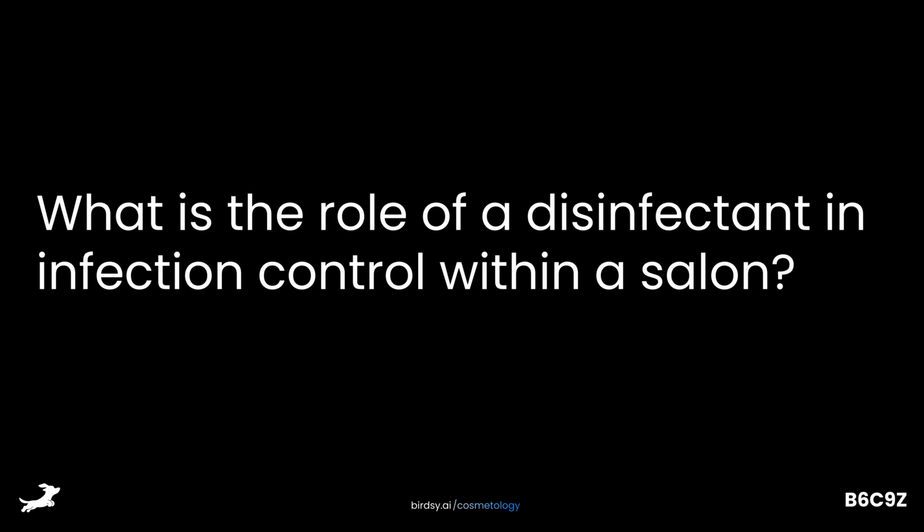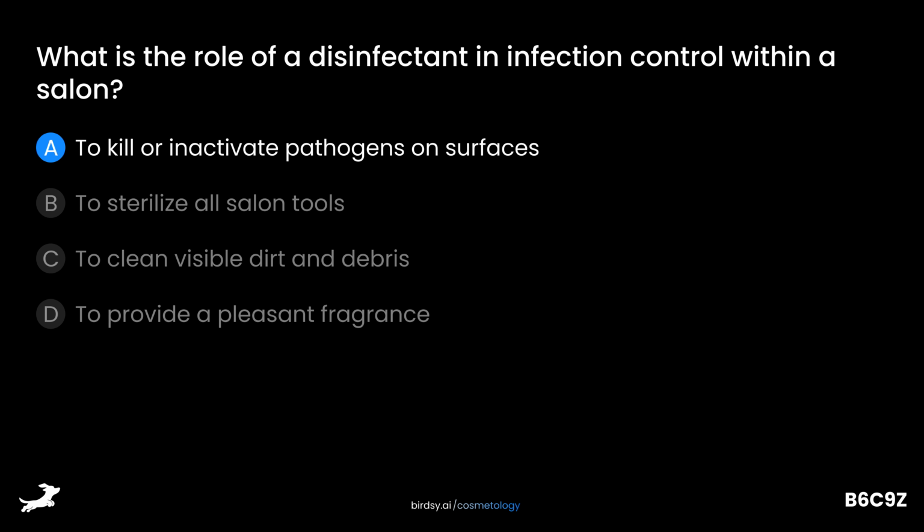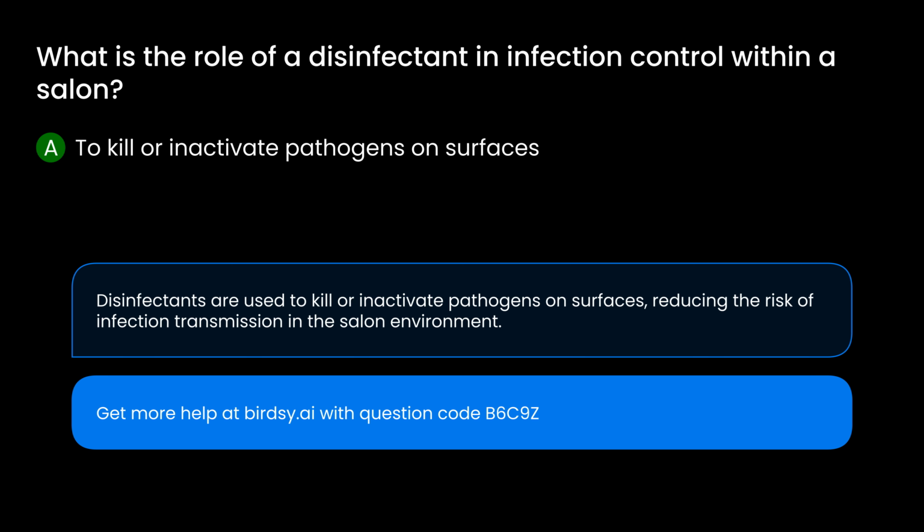What is the role of a disinfectant in infection control within a salon? Is it A, to kill or inactivate pathogens on surfaces? B, to sterilize all salon tools? C, to clean visible dirt and debris? Or D, to provide a pleasant fragrance? The answer is A, to kill or inactivate pathogens on surfaces. Disinfectants are used to kill or inactivate pathogens on surfaces, reducing the risk of infection transmission in the salon environment.